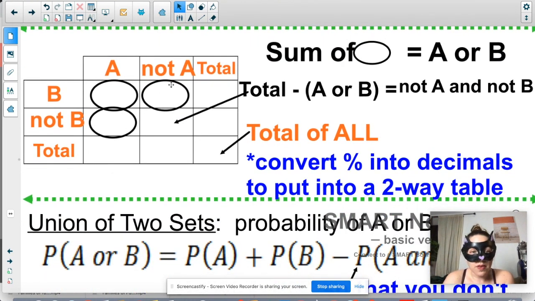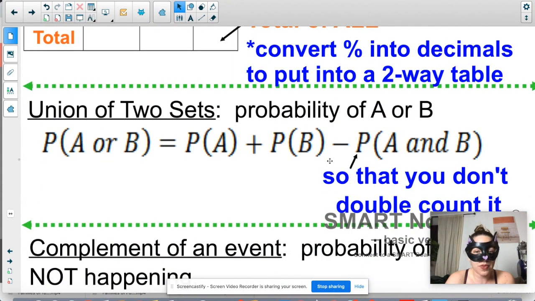The sum of these three circled parts means A or B. So that's like the example we just saw. To find this part, you take the total minus A or B, and it gives you this. That's exactly what we just did. And that tells you what not A and not B is. Remember that the number down here is always the total of everything. We're going to be converting any percents into decimals to put into a two-way table. We'll see more examples of that next time.